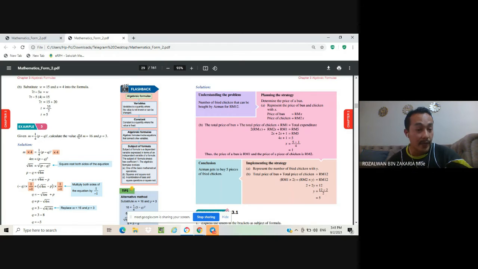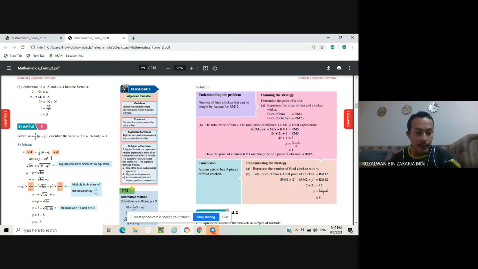But the question asks you to find the value of Q. That means we need to change the subject from M to Q, right? So what to do? We change the subject first. So M needs to multiply with the 4 because we have 1 over 4 here. We want to cancel this 4. To cancel this 4, that means on both sides, your left side and also right side, you need to multiply with the 4. So M multiplied with the 4 equals 1 over 4 in bracket P minus Q, close bracket squared, also multiplied with the 4. This one will become 4m equals, this one equals in bracket P minus Q, then squared.